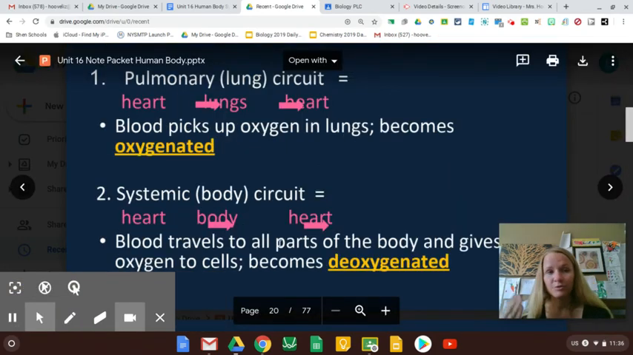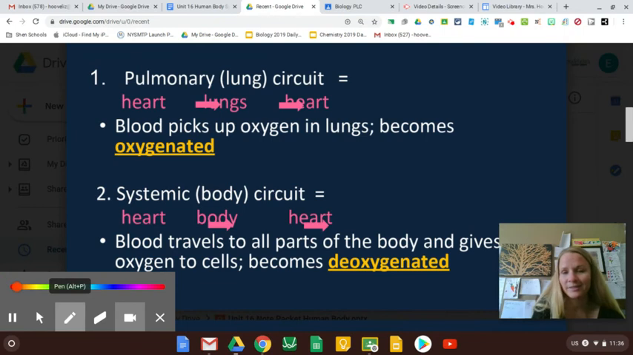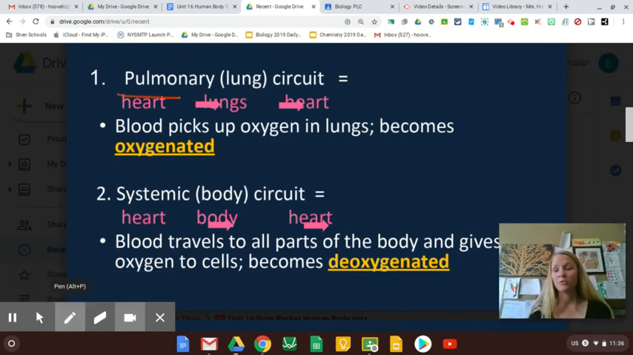So you just have these two systems. One is the pulmonary system. Pulmonary refers to lungs. So one system just sends blood heart, lungs, heart, lungs, and the other is called the systemic circuit, and it's going to send blood to the body, back to the heart, to the body, back to the heart. So with these two systems, it goes heart, lungs, heart, body, heart, lungs, heart, body.